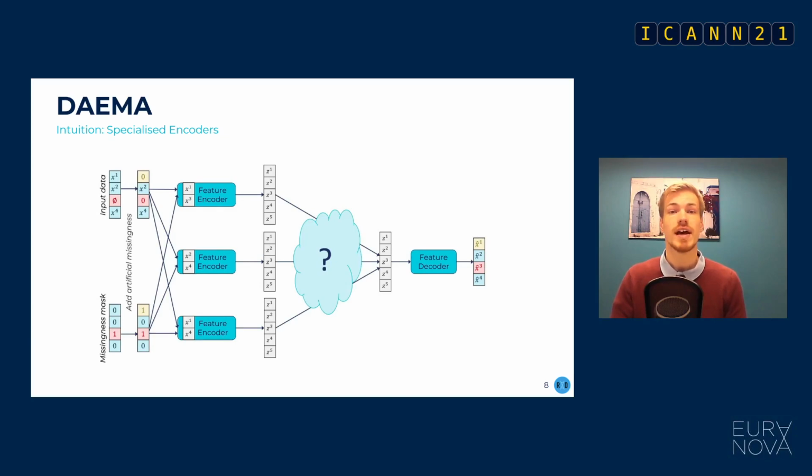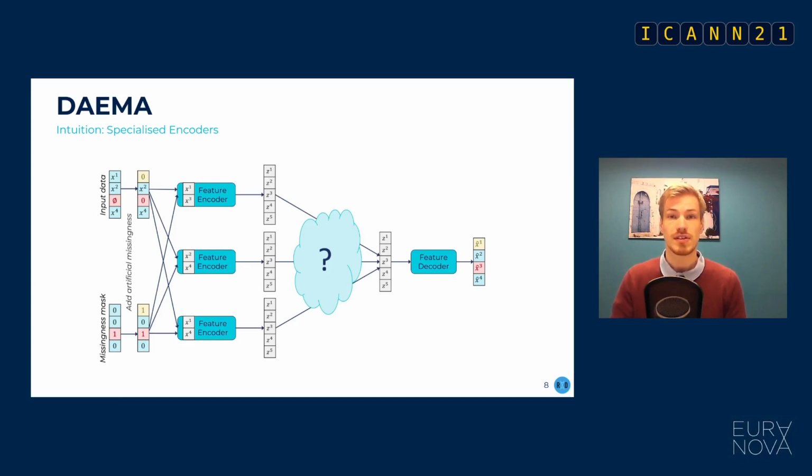Then, we ask the question, what if, instead of using a single feature encoder taking all input features into account, we used an ensemble of feature encoders, each specialized on a subset of features? For example, the first feature encoder would learn to compute the latent representation based mostly on the first and the third features, while the second one would do the same based on the second and the fourth features.